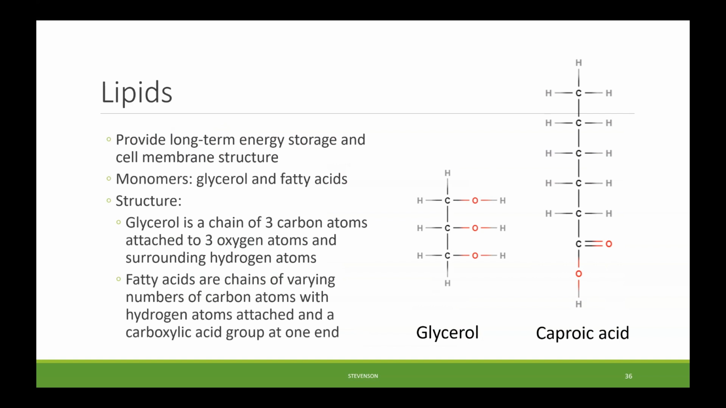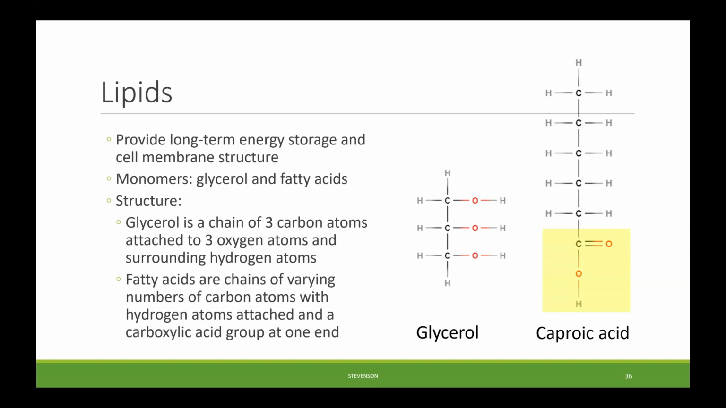So a glycerol is the one that you see on the left. It's a chain of 3 carbon atoms attached to 3 oxygen atoms, and each of those is attached to surrounding hydrogen atoms. And then fatty acids are chains of carbon atoms, and the number of carbon atoms in the chain, so the length of that chain, actually varies. But it's carbon atoms attached to hydrogen atoms, and then at one end of the chain, there's something called a carboxylic acid group, which is an arrangement of carbon and oxygen atoms that look like this.